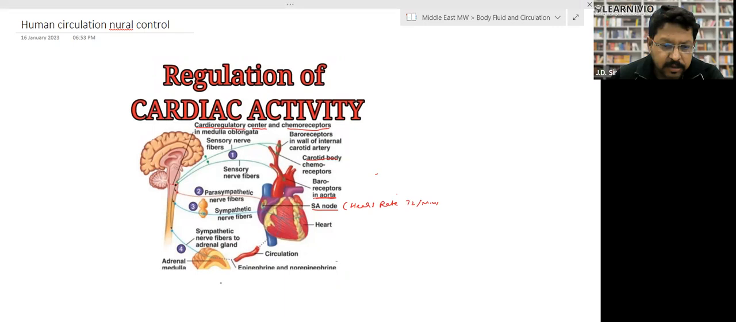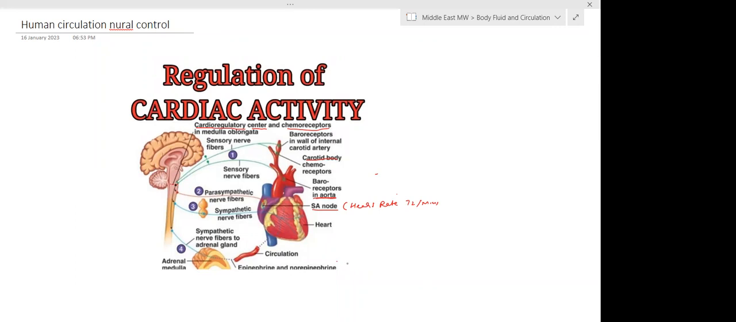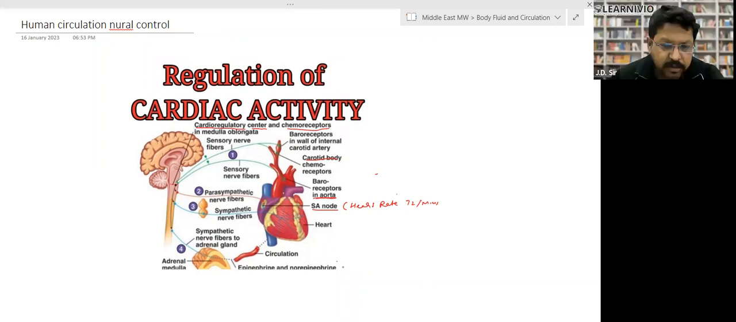So epinephrine and norepinephrine, there are two hormones. Collectively, they are called what? Collectively, they are called adrenaline, right? So this adrenaline can also control the heart rate with the help of this chemical or hormone, right? That's how the heart rate is controlled by two things, including the adrenal gland.